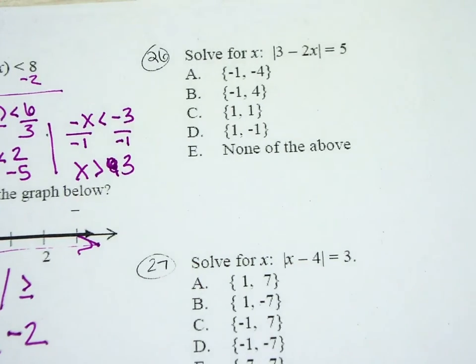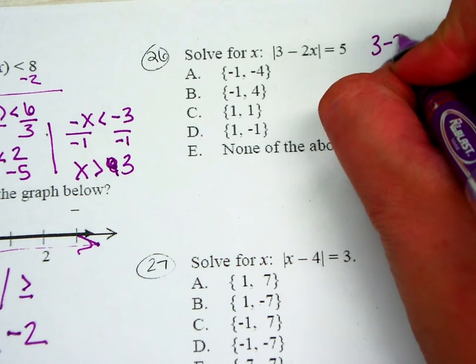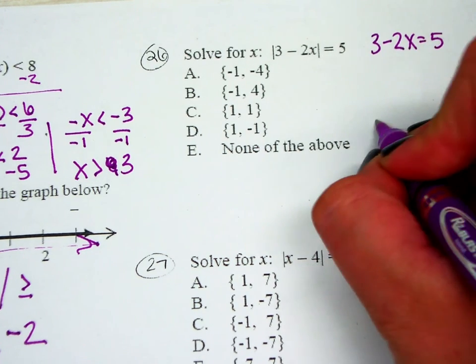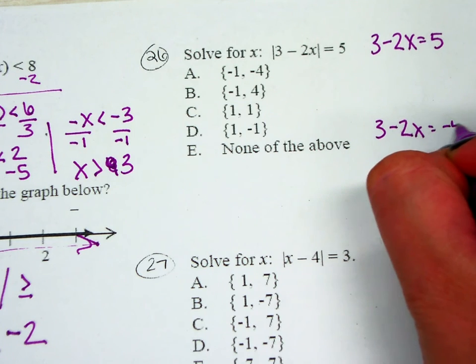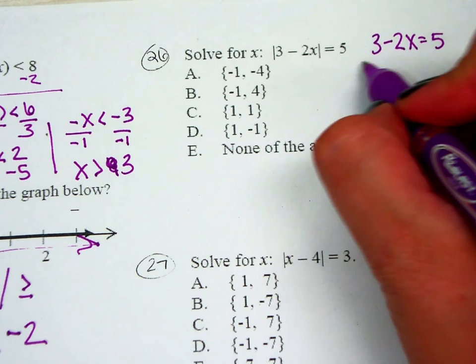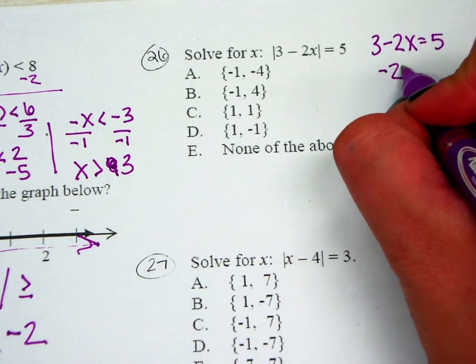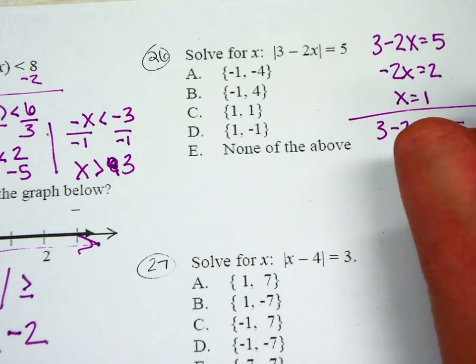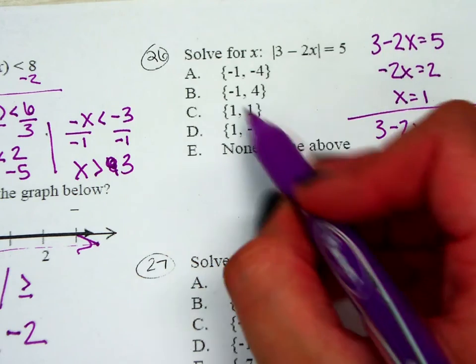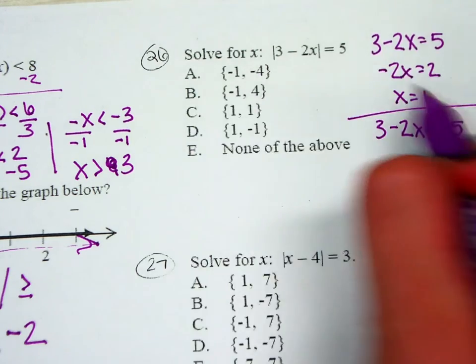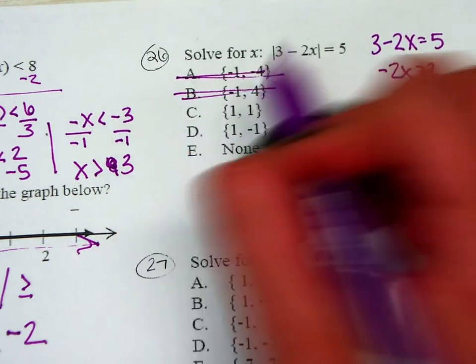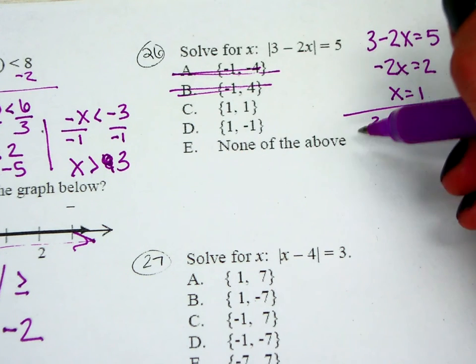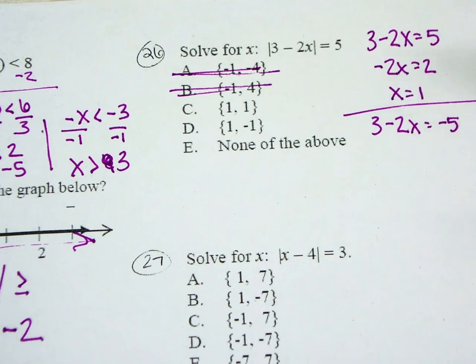Just a basic solve. Break it up. 3 minus 2x equals positive 5, and 3 minus 2x equals negative 5. Subtract 3, I'm going to get negative 2x equals 2. Divide by negative 2, and x equals 1. I'm going to pause, look at my answer choices. Positive 1 is not in A, and it's not in B. I don't want to eliminate E yet, because I might not get an answer.